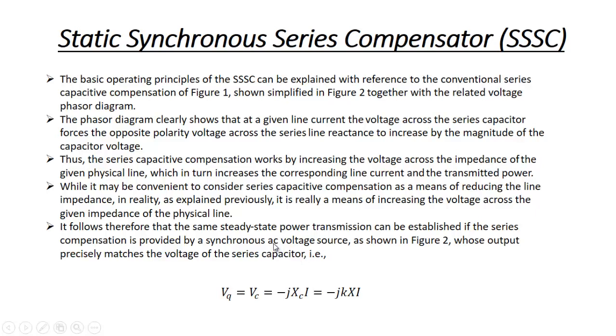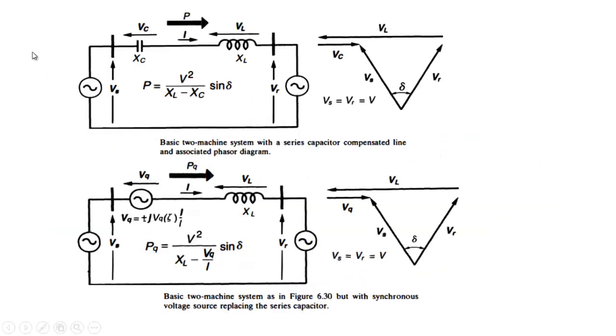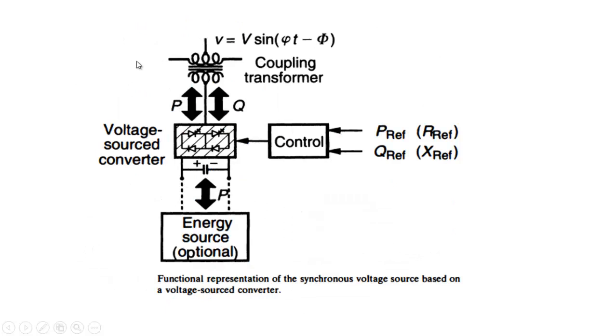Now, if we have some voltage source which can be inserted in series with a line, and that voltage source is capable of increasing the line voltage by the same amount, as shown in figure 2, you can see over here we are inserting a voltage source in series. That's why this SSSC is connected in series with the line. This is the line, and the primary of the transformer is connected in series with the line in case of SSSC, but in case of STATCOM, the primary will be connected in parallel with the transmission line. So that is the difference.